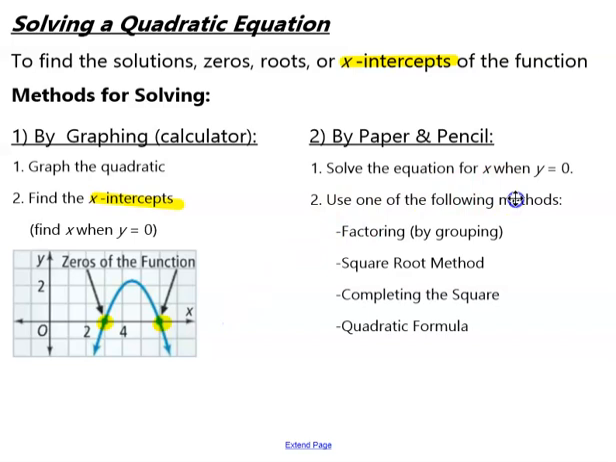Now, if we're working by hand with paper and pencil, you can solve the equation for x when y is equal to 0. And there are 4 different methods we can use. We're going to go through these methods one at a time, but for this video, we're going to focus on factoring.